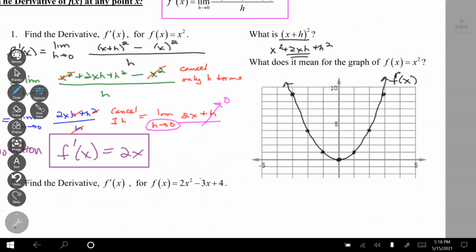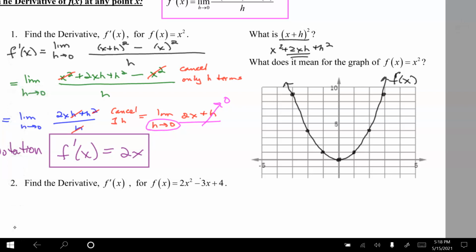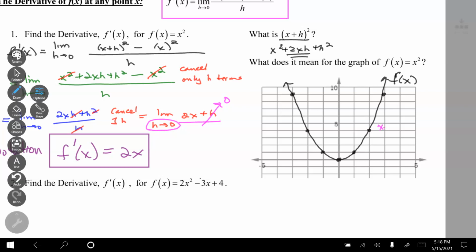So what does this mean for the graph of f of x? Well, the derivative is a fancy name for slope. So pick any x value you want. I'm going to take right here at x equals 2. And if I do the slope here, when I plug it in, f prime of 2, well, 2 times 2 is equal to 4. That means this slope right here, you see this pink line? This is the tangent line.